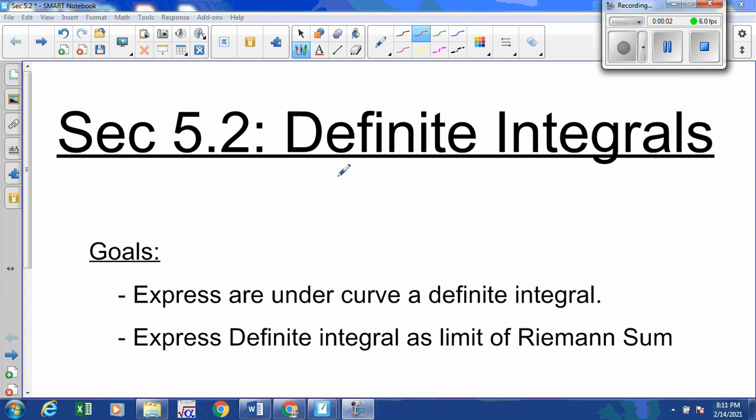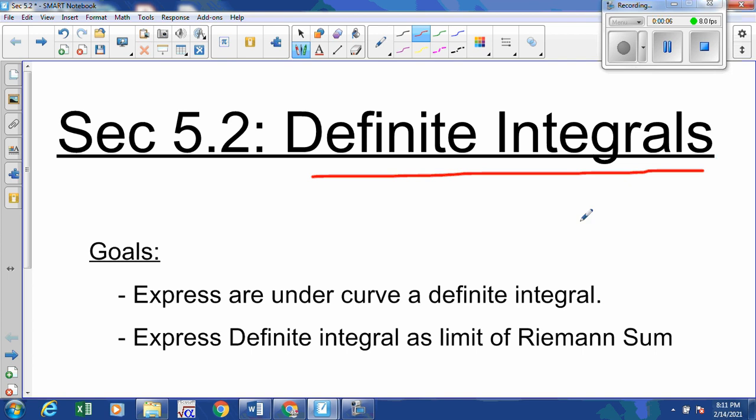Today we want to go on to the next section on definite integrals. Before we really get into definite integrals, we want to look at the limit of a Riemann sum. This is what this video is about. What is a Riemann sum? And then how do we find the limit of a Riemann sum? And then at the end, we'll connect this to what a definite integral is in terms of a Riemann sum.